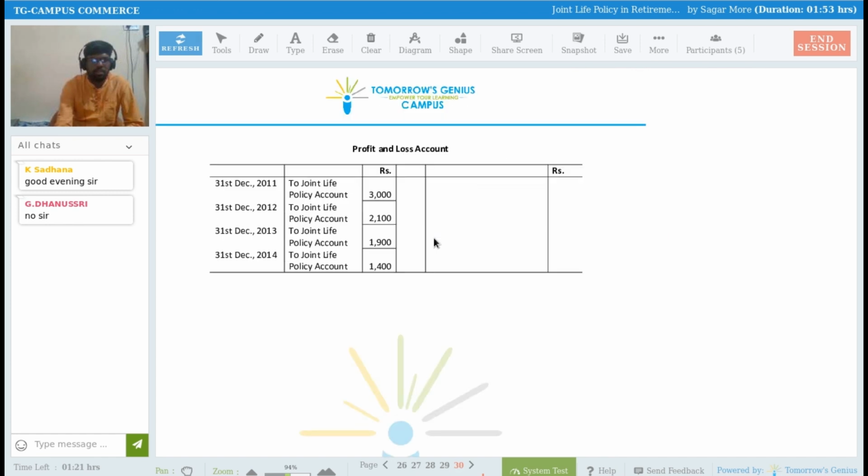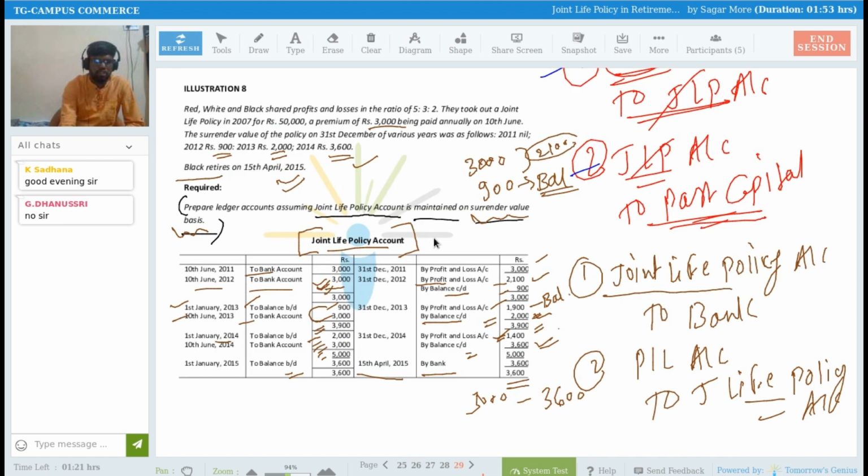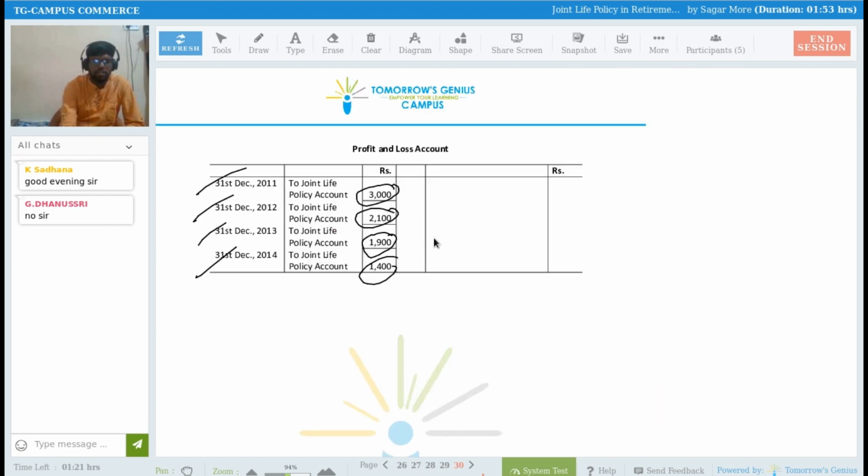Yes. See, and this is your profit and loss account. Each and every year you have to just write down to joint life policy account. Each and every year, whatever amount you are transferring, you have to write down here. See, you can cross check. Yes, sir. 2100, 1900, 1400, right? So that will reflect on the debit side. Understood?